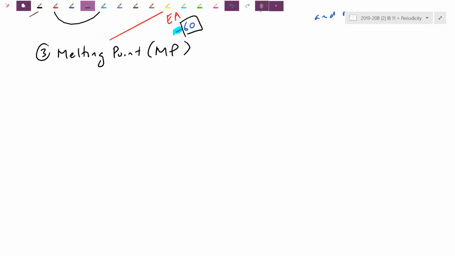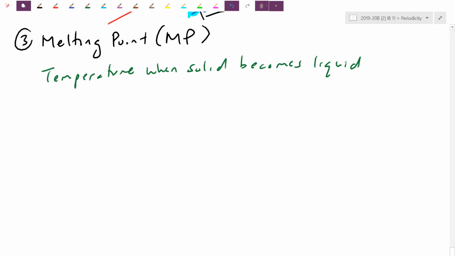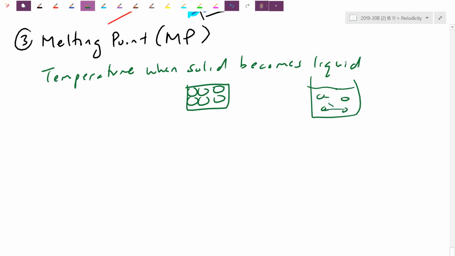Make sure we know the definition first. Melting point is the temperature. You cannot say it's the temperature when things melt, because that's using the same name. It's the temperature when solid becomes liquid. Sometimes they call that process fusion. Again, that's another fancy word for going from the solid state to liquid state. It is a physical change because we're going from being tightly packed, the particles themselves aren't changing, heating it up enough so that we overcome those intermolecular forces and the particles themselves are now in the liquid state.